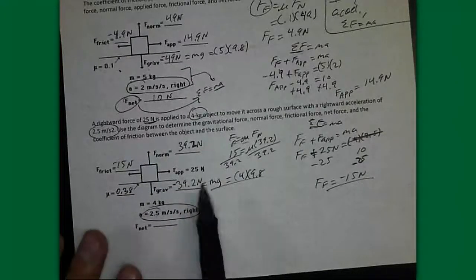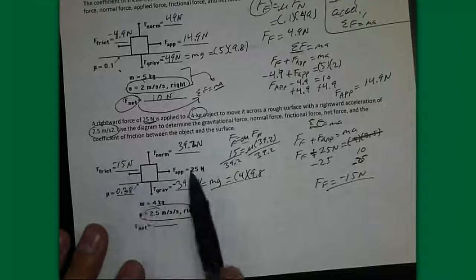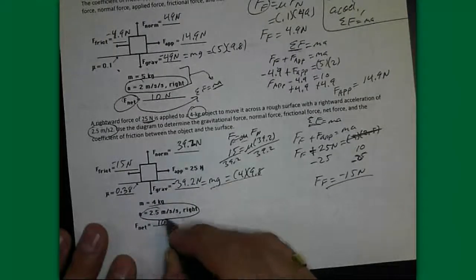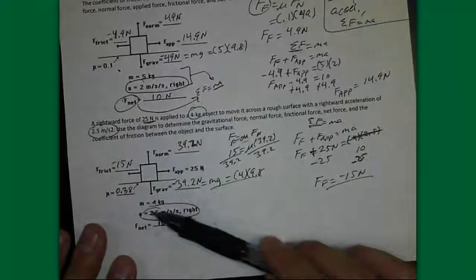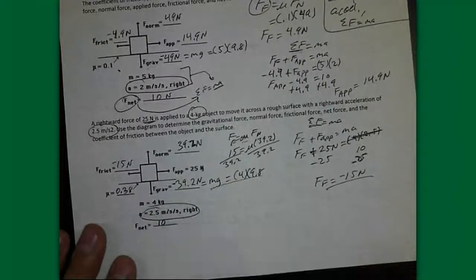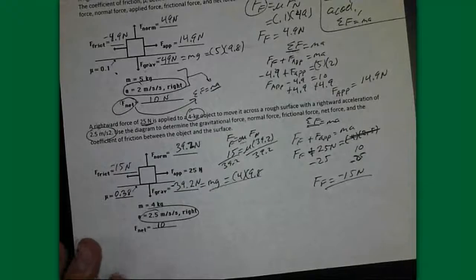All right, and the net force is the addition of these two forces. 25 plus negative 15 gives me 10. Once again, sigma F equals mass times acceleration. 4 times 2.5 is also 10. A couple of ways to do that. So there's a couple of example problems with friction.